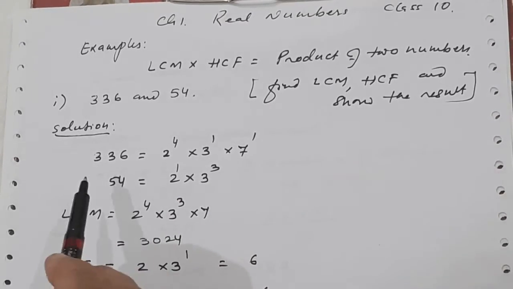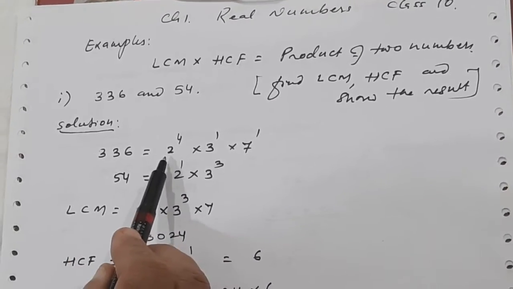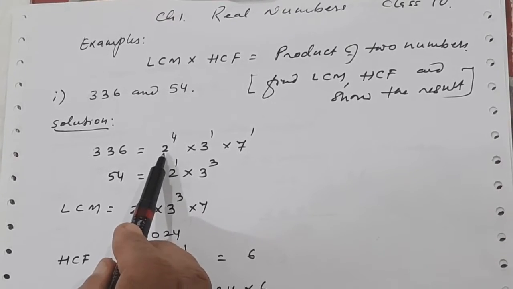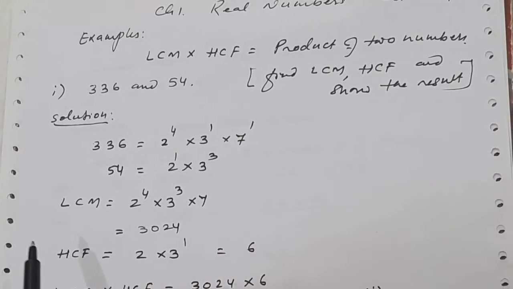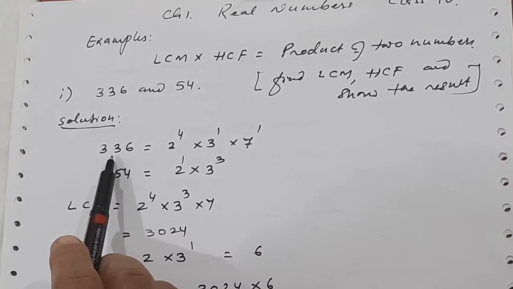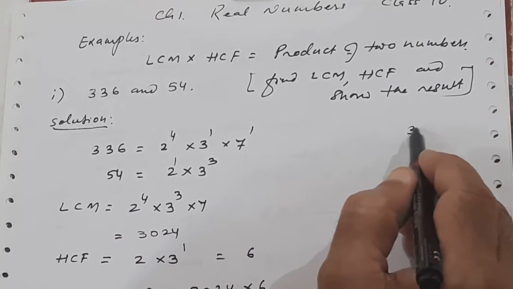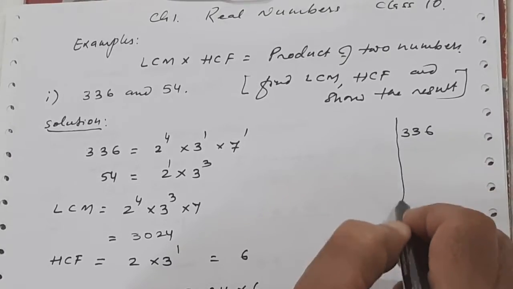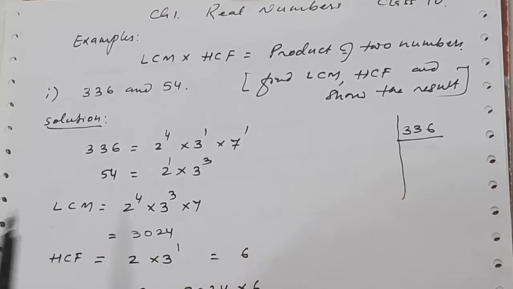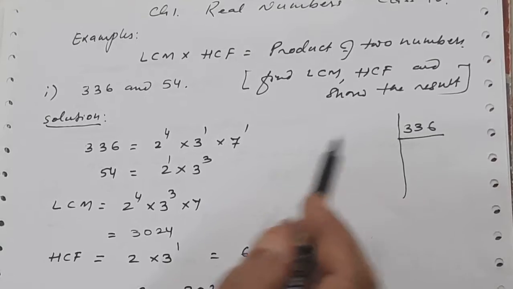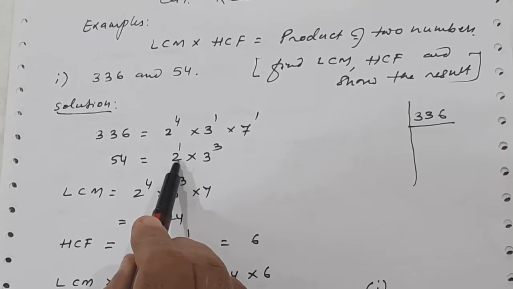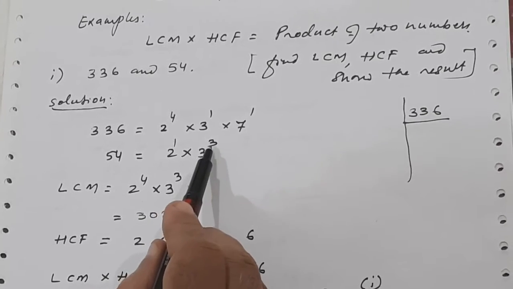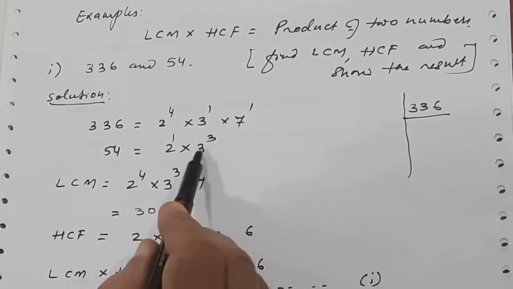Now let us factorize. 336 can be written as 2 into 2 into 2 into 2, that is 2 to the power 4, into 3 into 7. I have written it directly. In the last video I have shown you how to factorize. You can factorize 336 and go on using the table. Start from 2, 3, 5, 7, and so on. 54 can be written as 2 one time and 3 three times, that is 2 into 27.